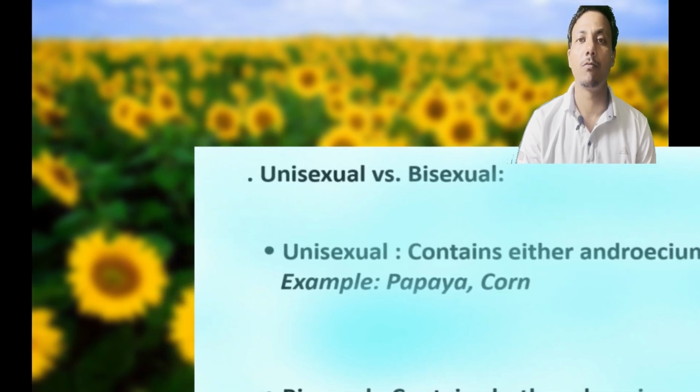Flower whorls are also classified on the basis of arrangement: Hypogynous, Perigynous and Epigynous. Hypogynous if the ovary is superior, for example mustard. Perigynous if the ovary is at the same level, for example rose. Epigynous if the ovary is inferior, for example guava.